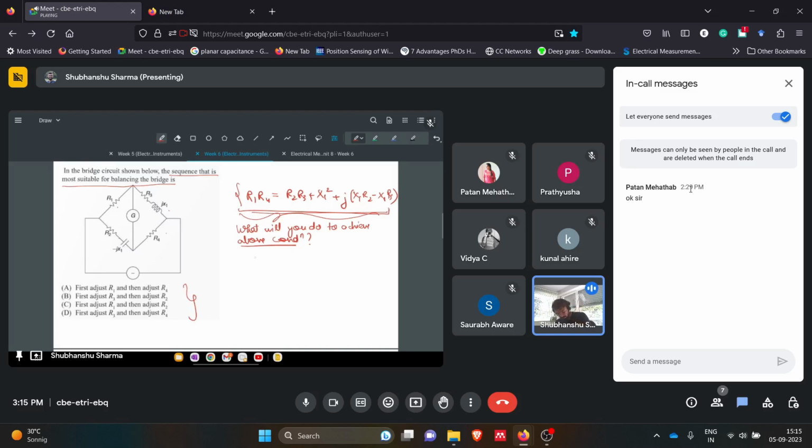For simplicity, you can approach it like this: equate the real and imaginary parts. The real part will be R1 R4 equals R2 R3 plus X1 squared, and the imaginary part will be X1 R2 equals X1 R3, because there is no imaginary part on the other side. So this X1 will get cancelled, and R2 equals R3. We have one equation for this.